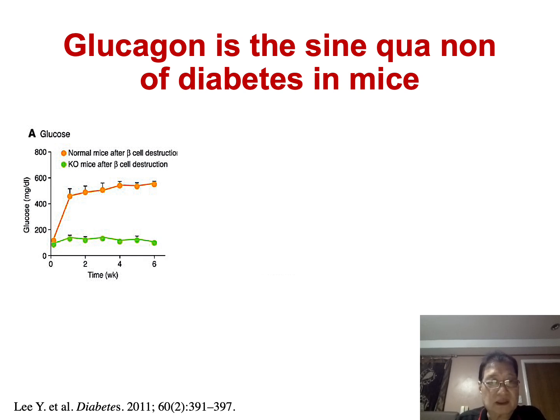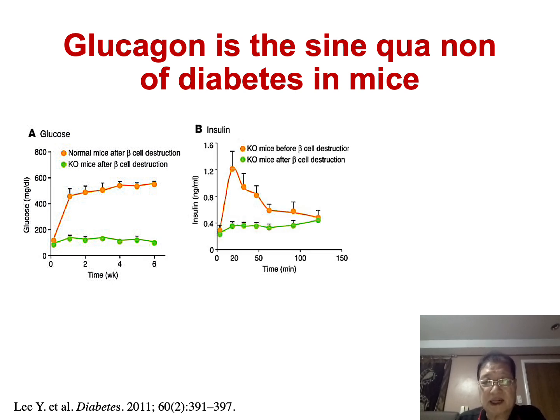The orange curve looking at normal mice after beta cell destruction, you see a hyperglycemic effect, okay, meaning type 1 DM, showing severe hyperglycemia. The green graph represents glucagon knockout mice after beta cell destruction, meaning type 1 DM without glucagon effect, so no hyperglycemia.